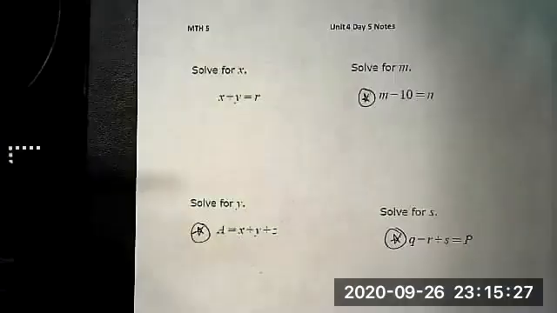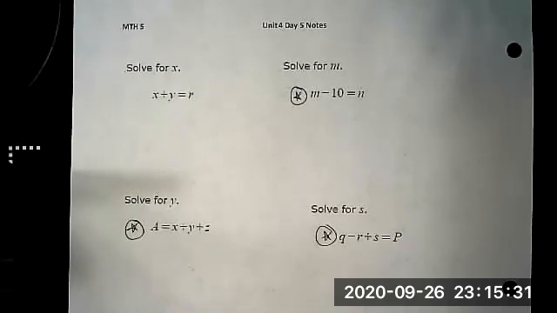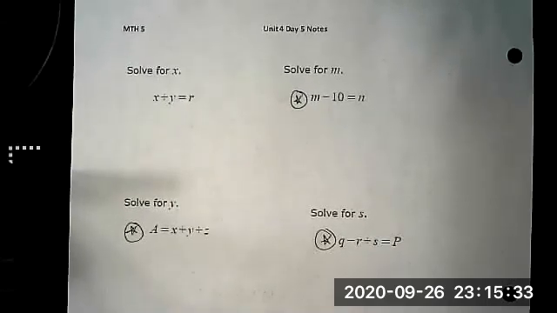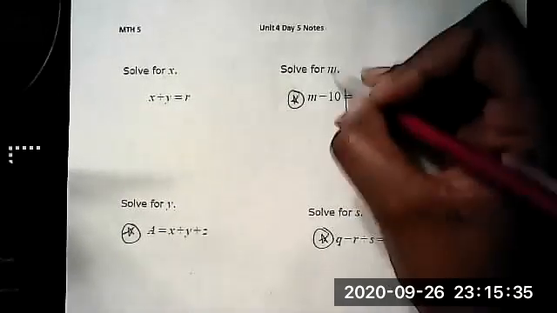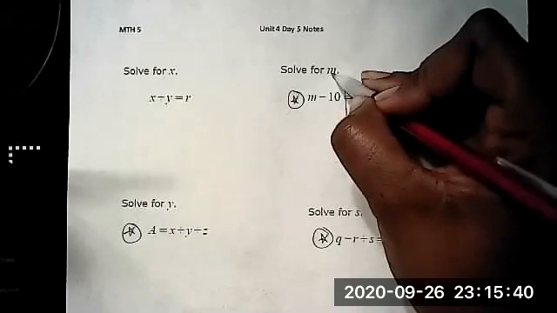Good. All right, so let's move here. This is where the abstract concepts start coming in. Just remember what happens when you solve for m. What it's asking you to do is get m by itself on one side.